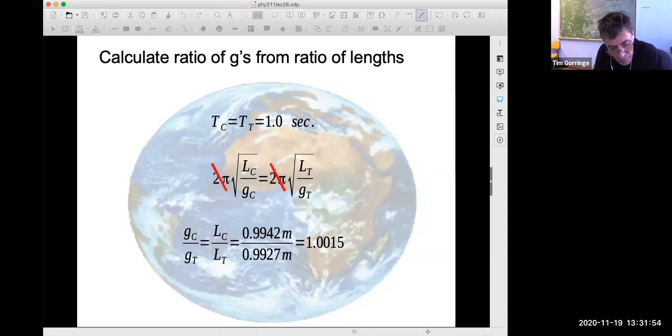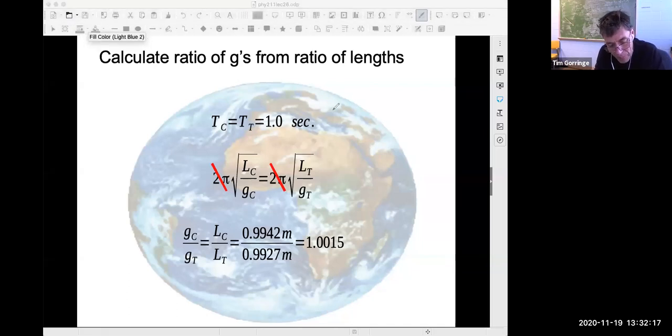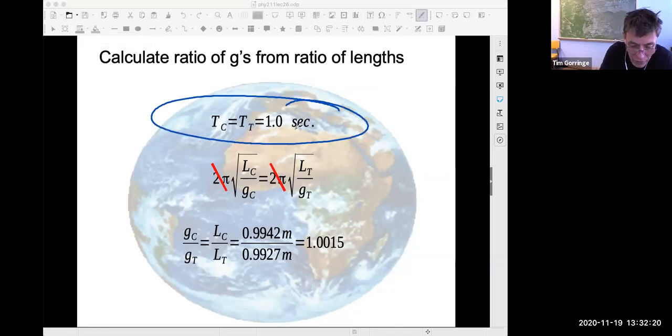Okay, so here's my calculation. My goal is to calculate the ratio of the Cambridge acceleration of gravity to the Tokyo acceleration of gravity. And what I know is the lengths of the Cambridge and Tokyo seconds pendulum. And most importantly, I think what I know is that both these pendula tick out intervals of 1 second.